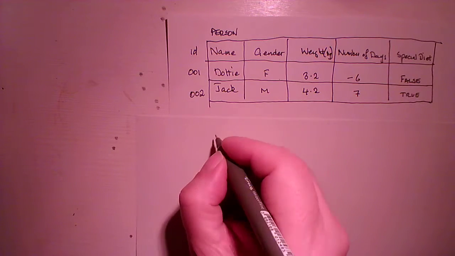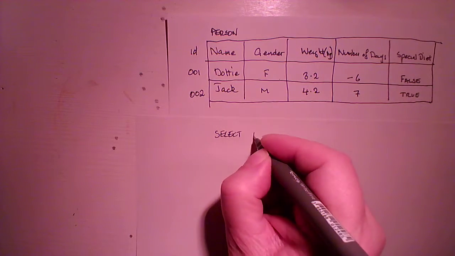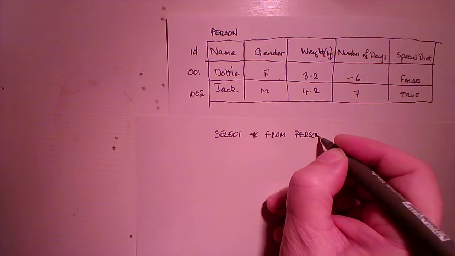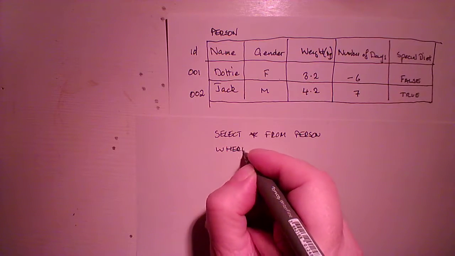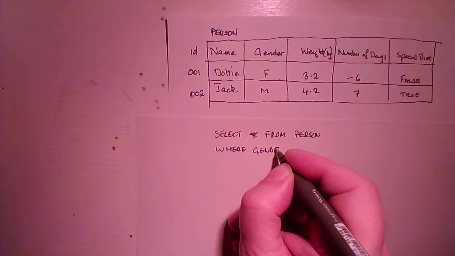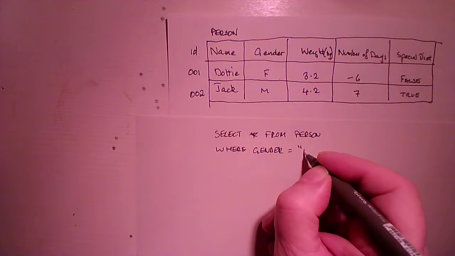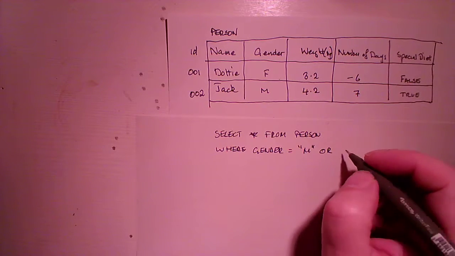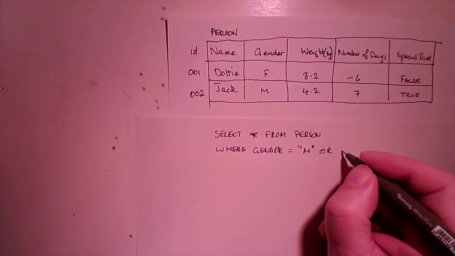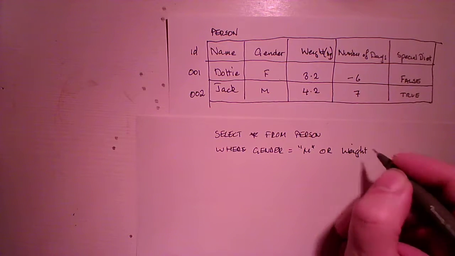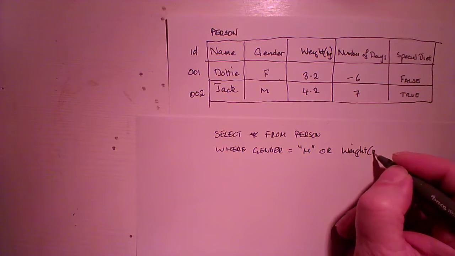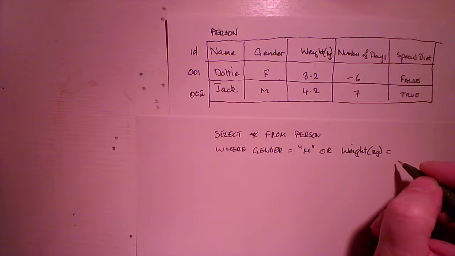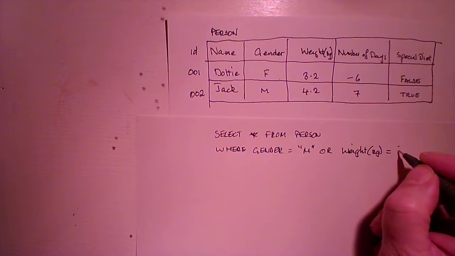Just on the last one with this one, let's SELECT all FROM person WHERE gender equals male, OR weight in kilograms, because that's the field name, even what's in brackets, is equal to 3.2.